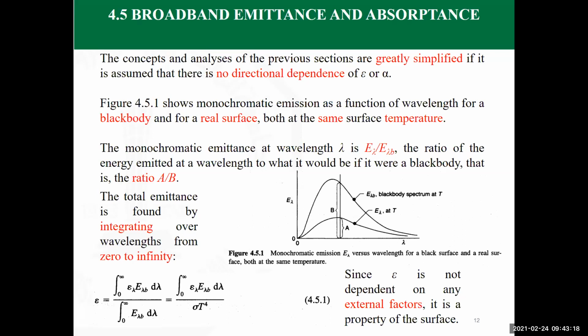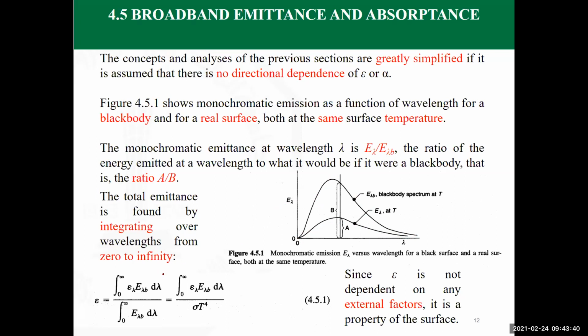So look at this. This is the monochromatic spectrum, or monochromatic energy, falling into a surface as a function of the wavelength. And we've seen that it takes this shape. It means that the value changes with the wavelength depending on the temperature. You can see it here. This is for a black body, and this is for a real body.